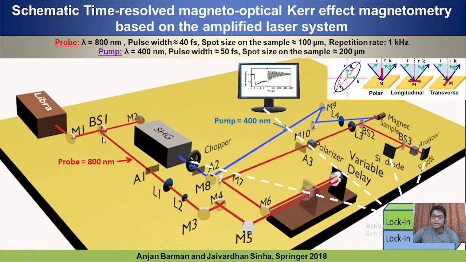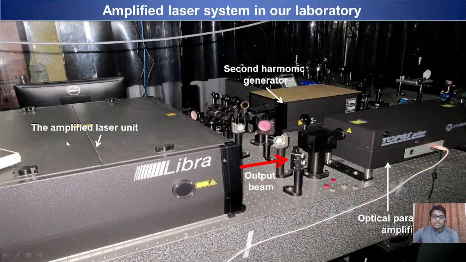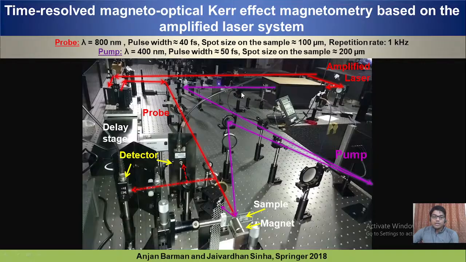The other fundamental part passes through this variable delay stage and is used to detect this excitation. We call it the probe beam. It falls on the sample normally, and we detect the data by using this lock-in amplifier and the LabVIEW software in a phase sensitive manner. This is the photograph of the amplified laser unit and the second harmonic generator in our lab, and this is the whole alignment of the TR-MOKE setup.